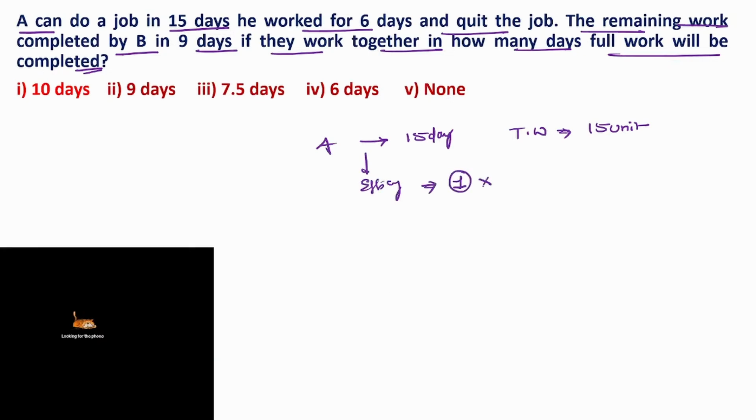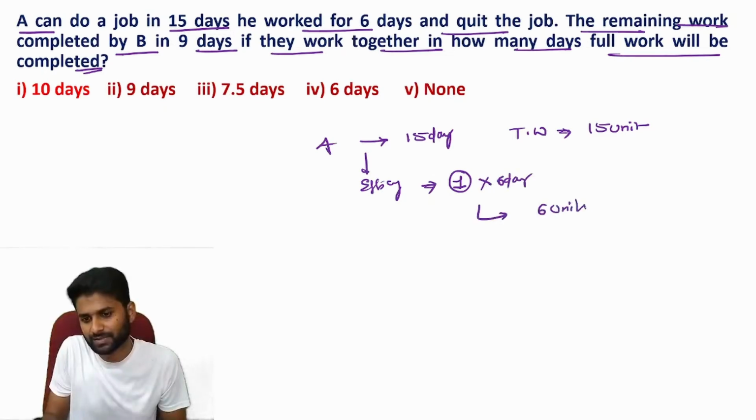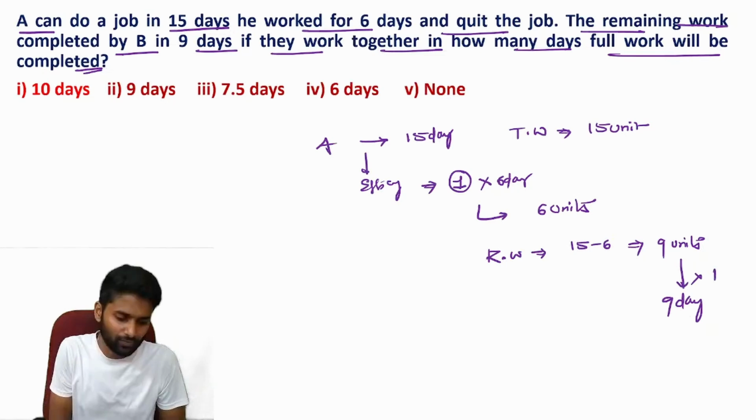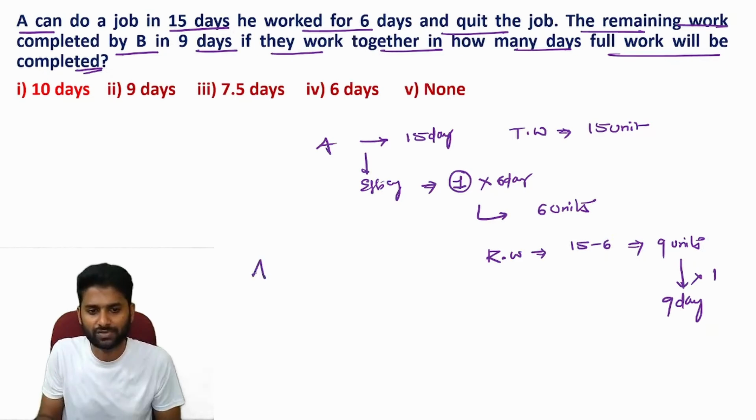Now he worked for 6 days, which means he will complete exactly 6 units. Now what is the remaining work here? 15 minus 6 is exactly equal to 9 units. Now these 9 units are finished by B in 9 days. Again you should understand that B's efficiency is also 1 unit. Why? Because 9 units are left and it takes 9 days, so B's efficiency is also 1 unit. Now see A's efficiency and B's efficiency, so here the ratio is 1 is to 1.